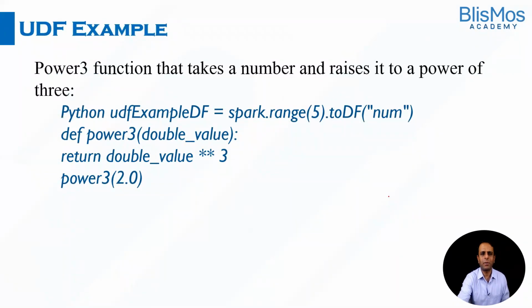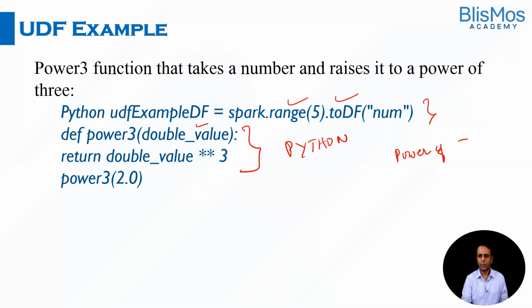So let us take an example here. We are trying to create a data frame with the range function and converting that into a df, and then we are trying to define a Python function. What essentially it is doing is, it accepts a value and raises it to the power of 3. That means 2 to the power of 3 is 8, 3 to the power of 3 is 27, and like that it goes on. This is what the function is supposed to do.